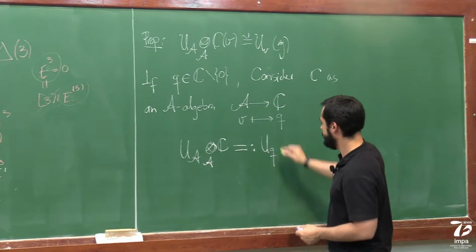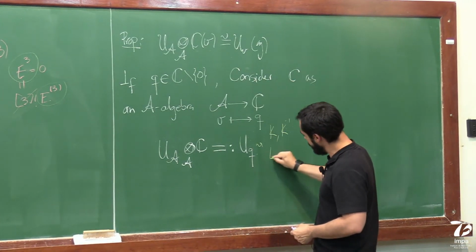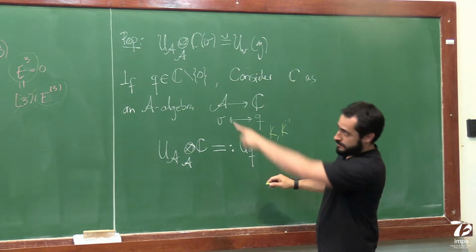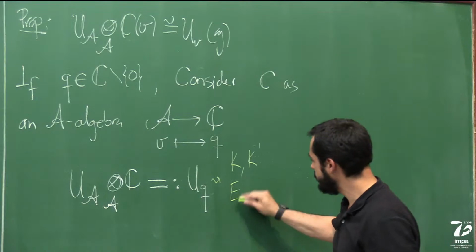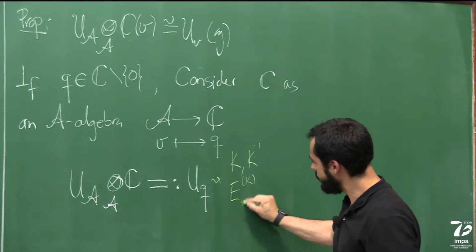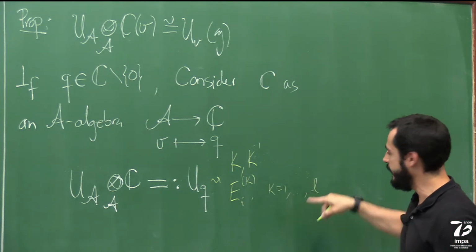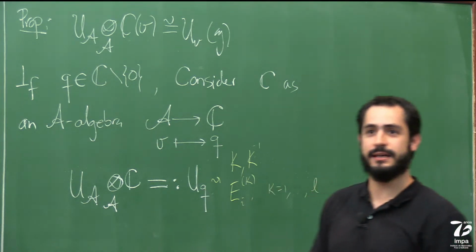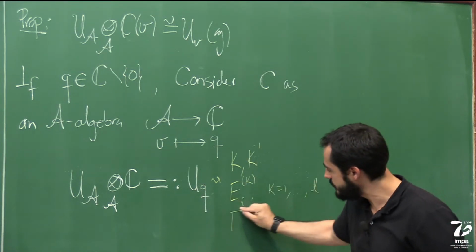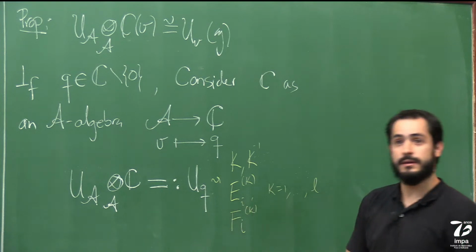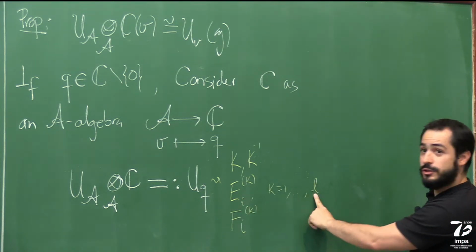But you can prove that this one is generated by the K, K inverse, and all the divided powers up to the power of the root of unity, in the root of unity case. So K from 1 up to L, where L is the order of the root of unity. You can prove this algebra in the root of unity case is generated by these guys, and also the Fs. But at the end, the ones that you need are the divided powers of the root of unity.